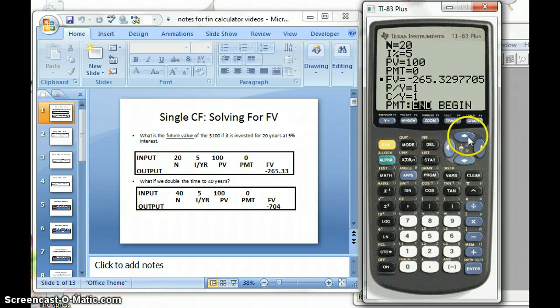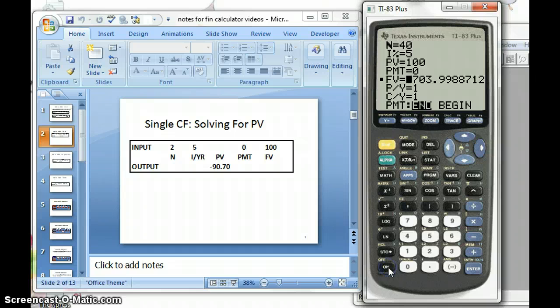Now, if you want to change n to 40, that's easy. Just change it to 40. All the other variables remain constant. Go down to FV, trying to find that result for future value again. Alpha, solve. So far we got the future value.